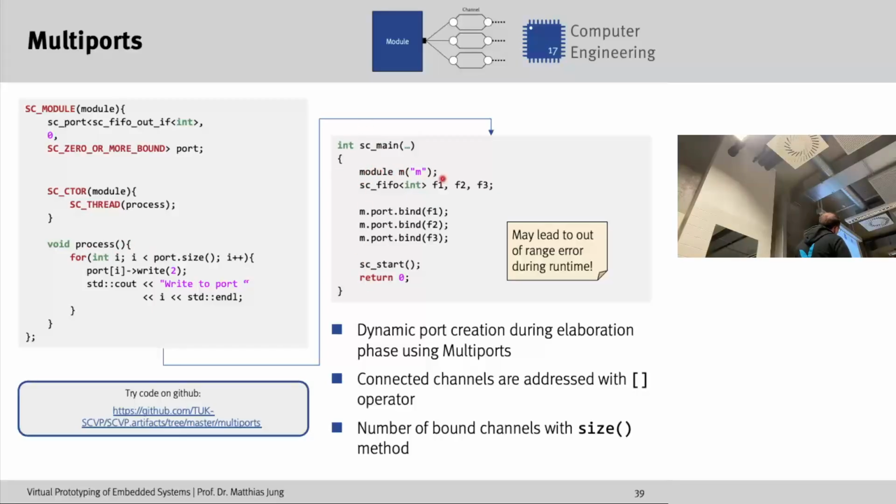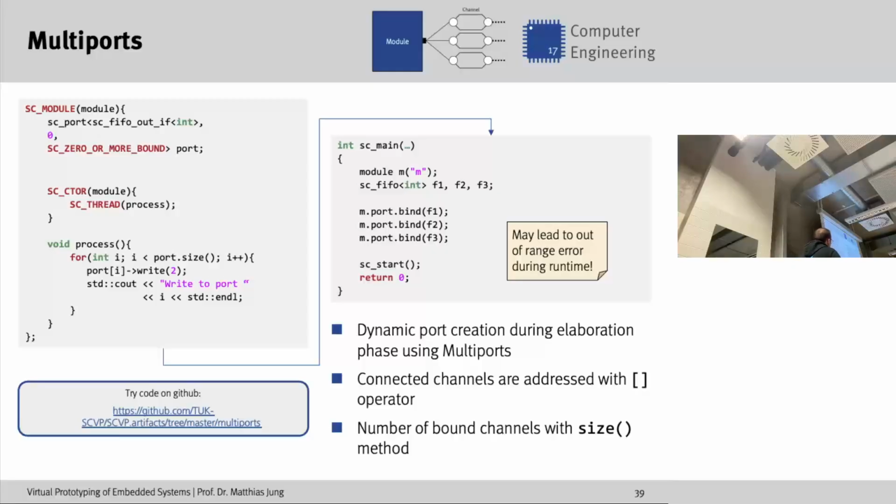So you instantiate your module here, but at this time it's not clear yet how many output ports you have. And you have now, for example, here 3 FIFOs instantiated. And now you bind them. And every time you bind it, internally there is a counter that counts up the number of ports. Yeah? So for each binding operation, you count that up. And you can access the number of ports with this operator here. So port.size gives you the number of how many ports are actually created. And that makes it pretty convenient.